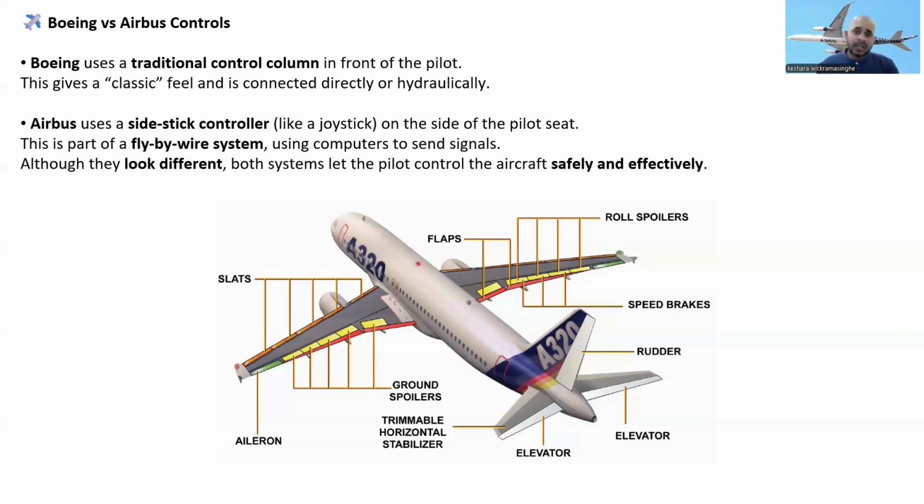In this picture you can see the flaps, and these are the spoilers, roll spoilers. These three are used for the speed brakes. And this is the rudder, these are the elevators, this is the trimmable THS, trimmable horizontal stabilizer, and all these spoilers we call ground spoilers. And these are the ailerons and these are the slats, leading edge high lift devices, right?